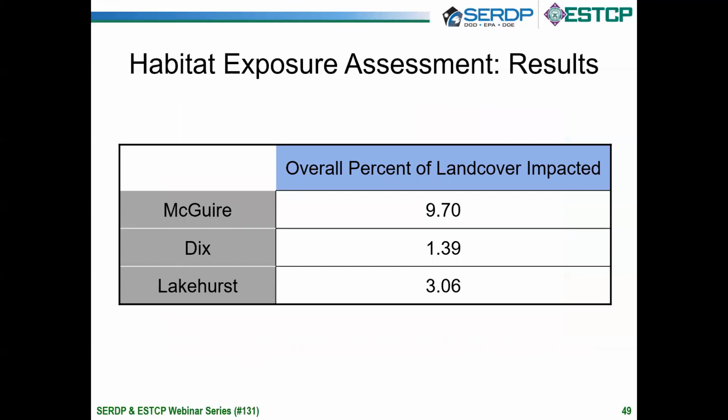And so again, using Joint Base McGuire-Dix-Lakehurst as my example, here is the overall percent land cover that is estimated to be impacted by PFAS on JBMDL. And so this is the overall percent of all habitat occupied by all of the listed species that we have for that location. And so we see that McGuire has comparatively greater percent estimated impacted land cover compared to Dix and Lakehurst. And this is likely due to the fact that McGuire is one of the smaller bases of the three, especially compared to Lakehurst, which is very large.